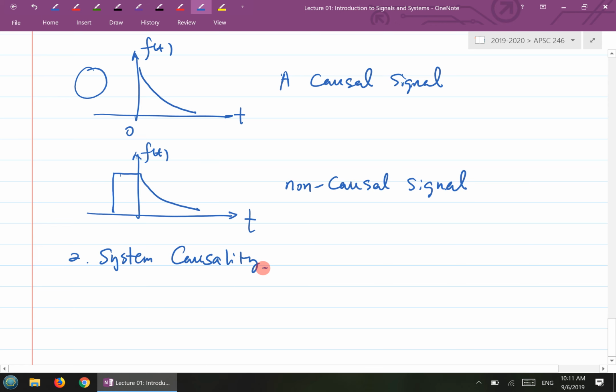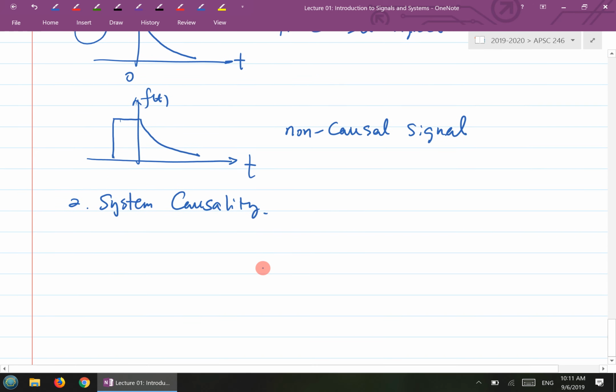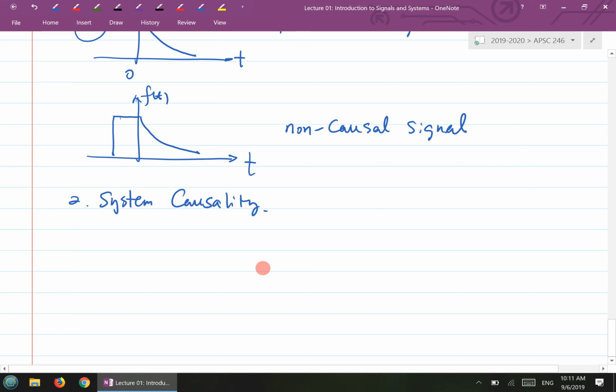Okay. System causality. So I'll start with an example first, and then I'll write down the formal definition. Okay. So let's say I have a system like this.